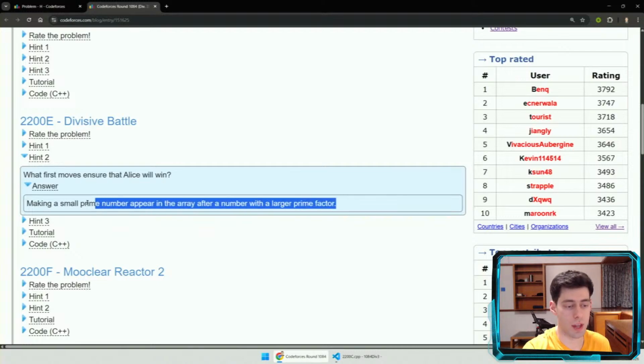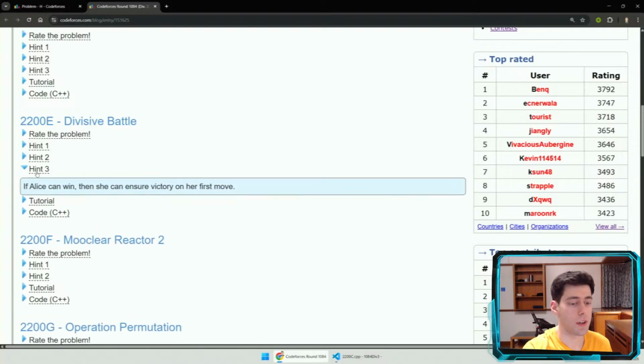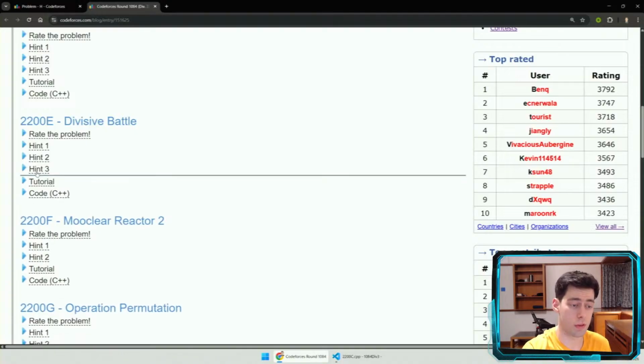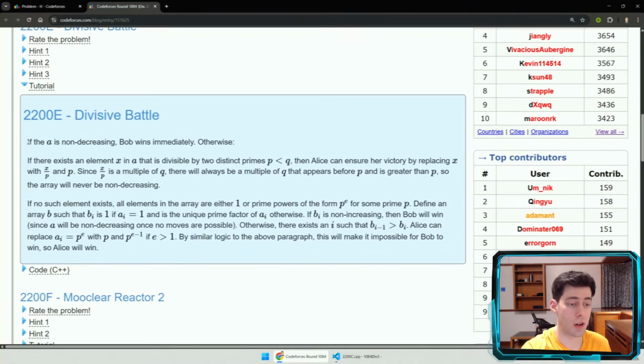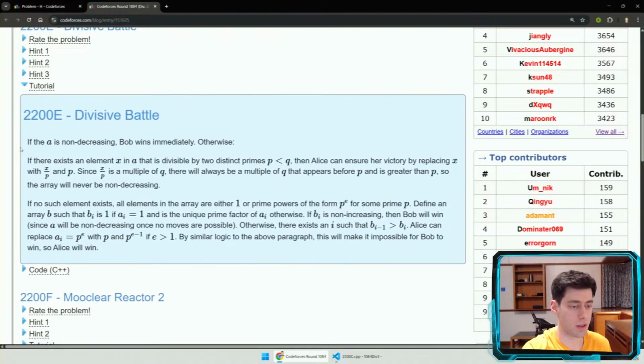Oh, that's true. With any larger prime factor. It doesn't have to be, yeah, okay. If Alice can win, she can ensure victory on her first move. Yeah, that's what I got in the end. But that's not really something you guess, right? That's something you realize after you go through some of the cases.